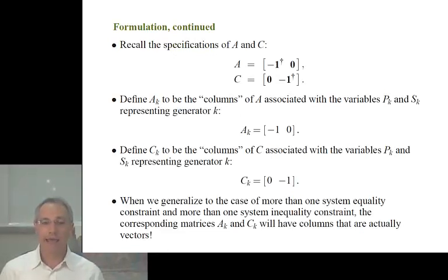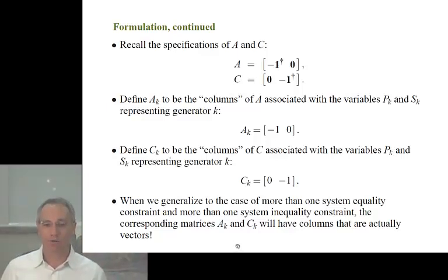Let me define AK to be the columns of A associated with the variables PK and SK that represent generator K. AK, in other words, is minus 1 and 0, because the column of A associated with PK is a minus 1 entry, the column of A associated with SK is a 0 entry. And similarly, let's define CK to be the columns of C associated with the variables PK and SK. So in this case, CK is 0 and minus 1. In fact, A and C are exactly one row each, so columns are kind of boring. They only have one entry.